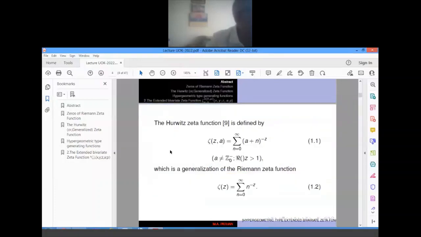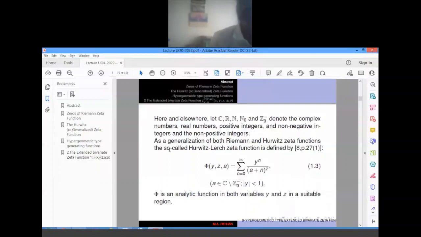Introduce Hurwitz zeta function first of all. We denote this by zeta(z, a) equal to the series n equal to 0 to infinity of (a + n) to the power minus z, when the conditions for the real part of z are given. This is in fact a generalization of the Riemann zeta function, which is denoted by zeta(z) and is simply the series n equal to 1 to infinity of n to the power minus z. Here and elsewhere, we will be having the notations which are well known for the complex, real, positive integers and so on. And we are very much clear with these notations.